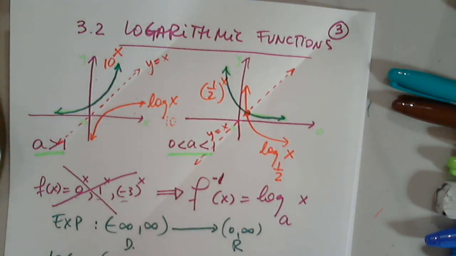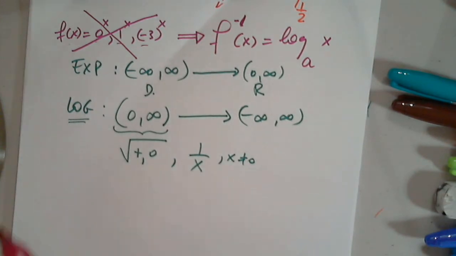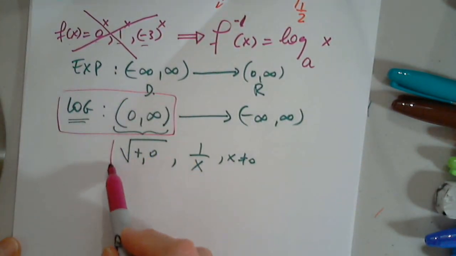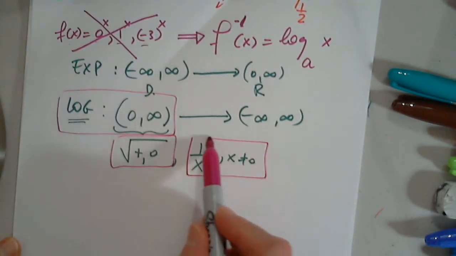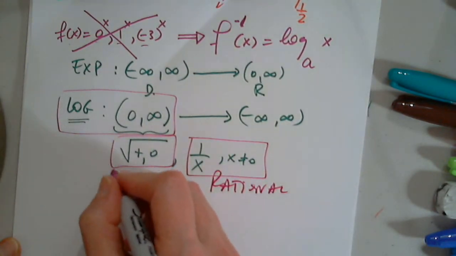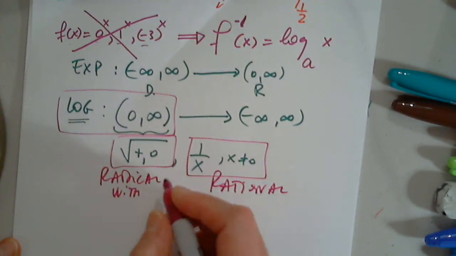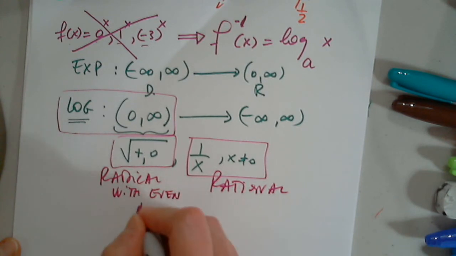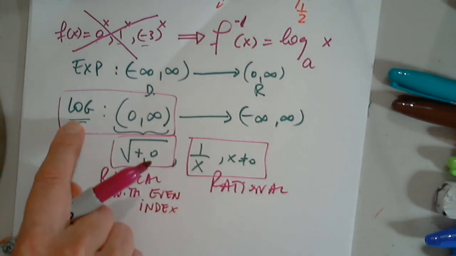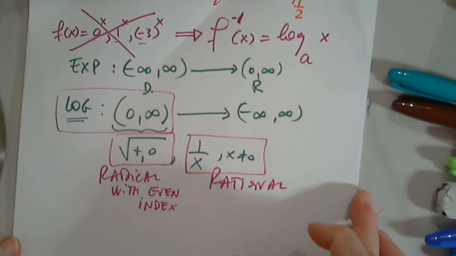And there are several properties of the log function, and we can go over those. Just remember, log will join the other two functions with restrictions: the rational, radical with even index, and log. Log, radical with even index, rational. They're not friendly, I call them.